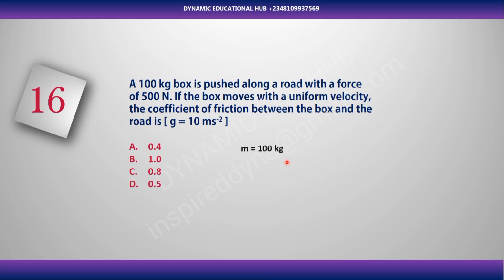You are given the mass, 100 kilogram. You are given the force that is used to move the object, the moving force. Now this object is moving with a uniform velocity. So this one can also be your limiting frictional force, but let's not call it limiting frictional force. Let's call it moving force, 500 Newton. So you know that this object is already moving, abi? Yeah. So this one is moving with uniform velocity.